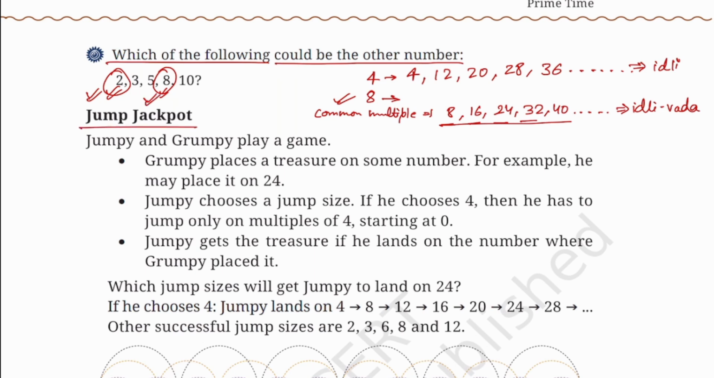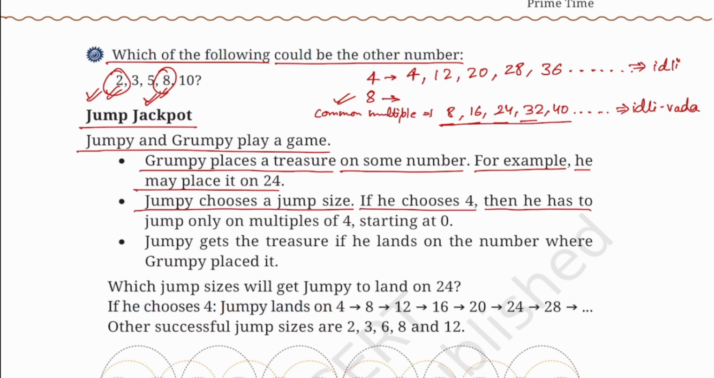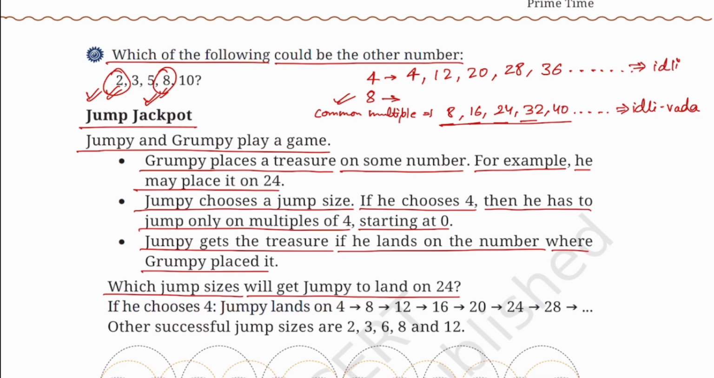Jump jackpot. Jumpy and Grumpy play a game. Grumpy places a treasure on some number. For example, he may place it on 24. Jumpy chooses a jump size. If he chooses 4, then he has to jump only on multiples of 4 starting at 0. Jumpy gets the treasure if he lands on the number where Grumpy placed it. Which jump sizes will get Jumpy to land on 24?